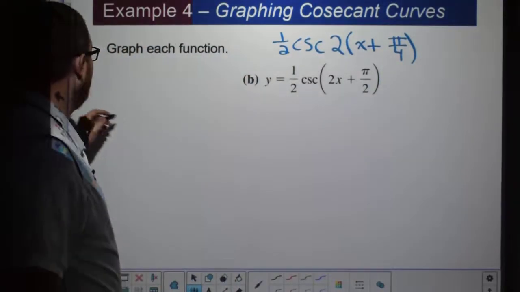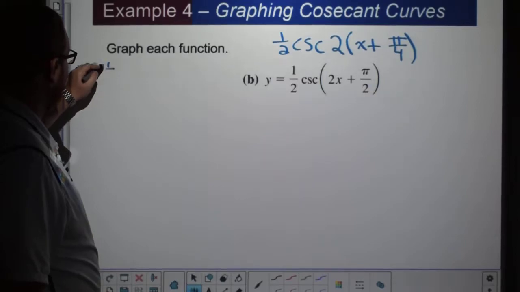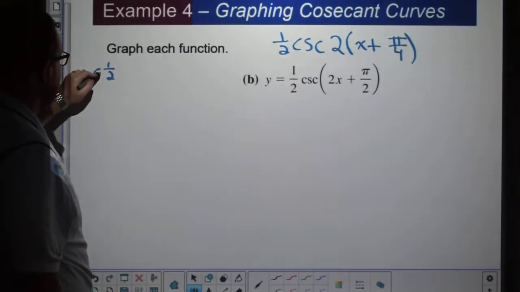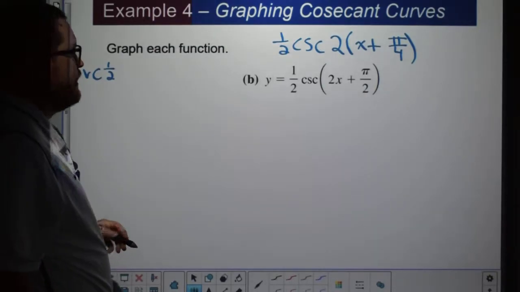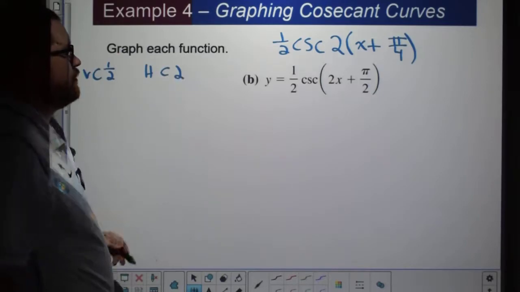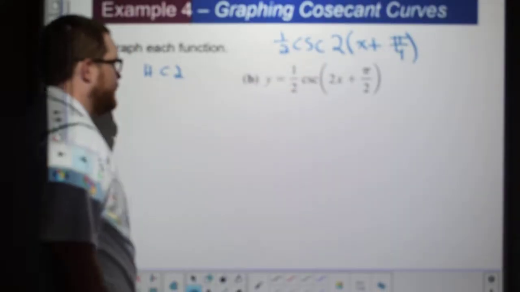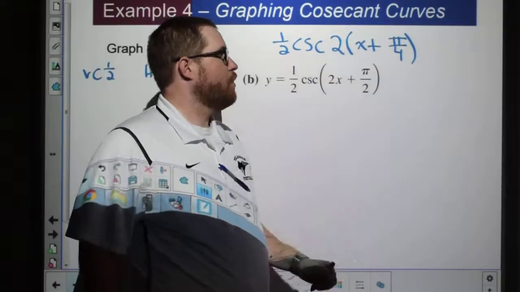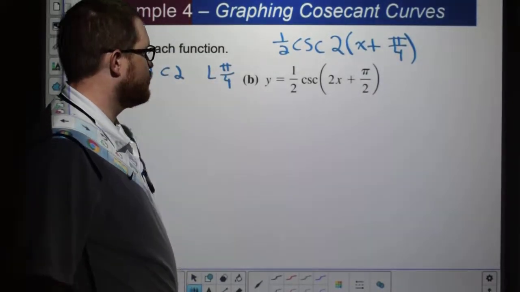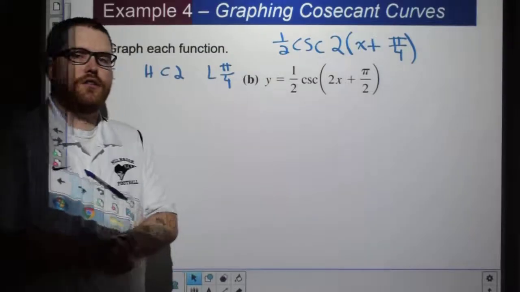So let's explain what happened here. What's the 1/2? Well, it's a vertical shrink by 1/2. So let's call that a vertical compression, just so I don't get shrink and stretch confused. It is a horizontal compression by 2, because remember this is the opposite of what you think it should be. And then this moves it left and right. In this case, left, pi over 4. So those are the 3 things that I need to do to my cosecant graph.